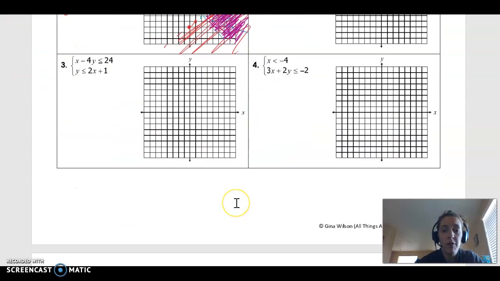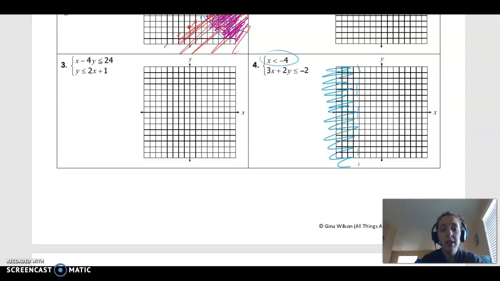Let's look at number 4. So I see my first one, I'm going to go ahead and do in blue again. So I have x is less than negative 4. So that kind of a line is a vertical line. When I have x equals or x is less than or x is greater than, that's a vertical line at that negative 4. So I see it's going to be a dotted line because I don't have that equal to. So I have my dotted line at x equals negative 4, and it's shaded less than that. So it's shaded below that.